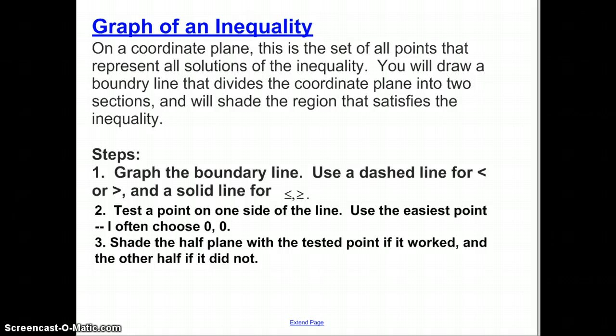In the second step, you're going to test a point on one side of the line. I usually use the easiest point, usually 0, 0, especially if it's not on the line. It's just easier to plug 0, 0 in for x and y than anything else. And then last, shade the half of the plane with the tested point if it works in the inequality, and the other half of the coordinate plane if the point does not work in the inequality.